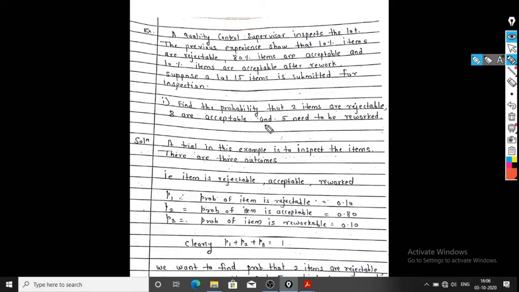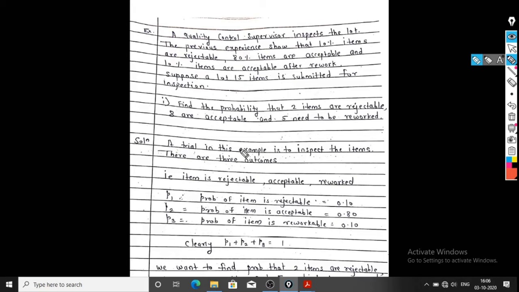So in this example, we are given 3 probabilities. 10% is the probability that an item is rejectable, 80% is the probability that an item is acceptable, and 10% is the probability that an item is acceptable after rework, that is reworkable. So we have p1, p2 and p3.